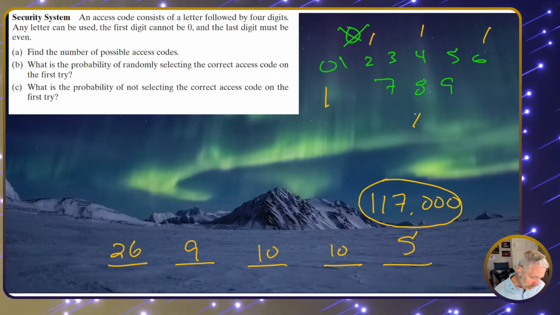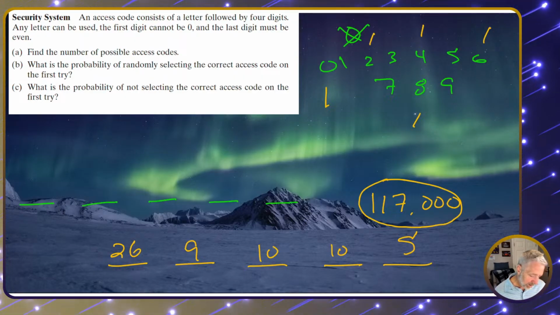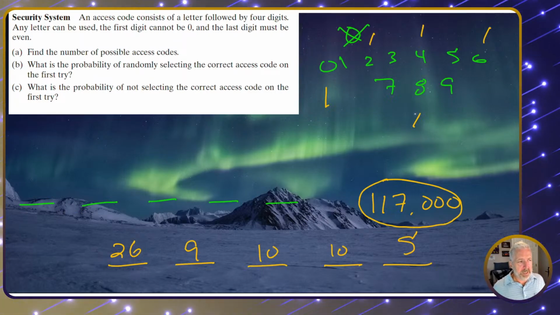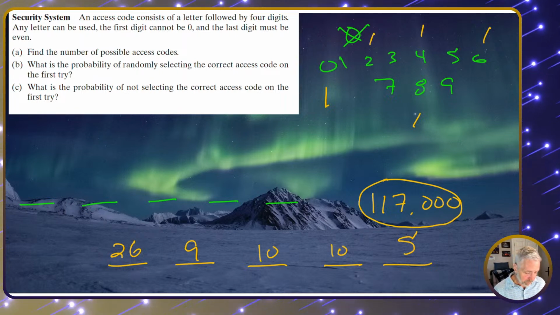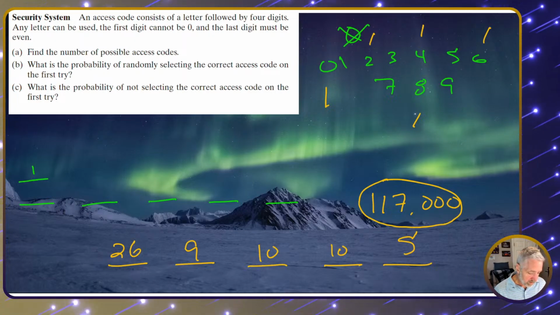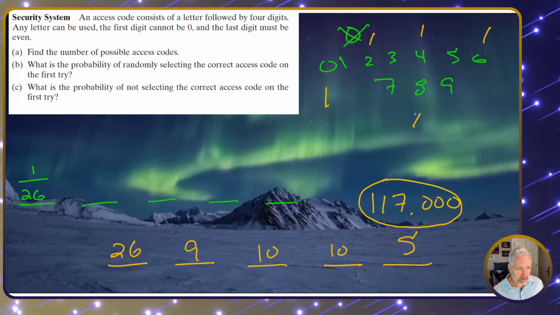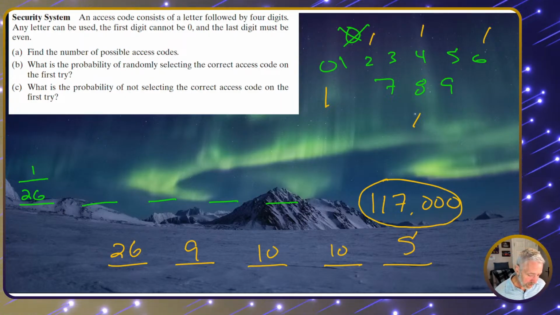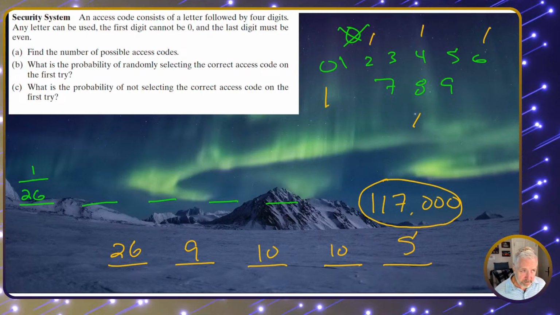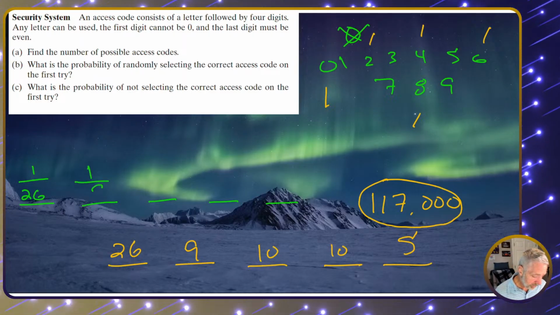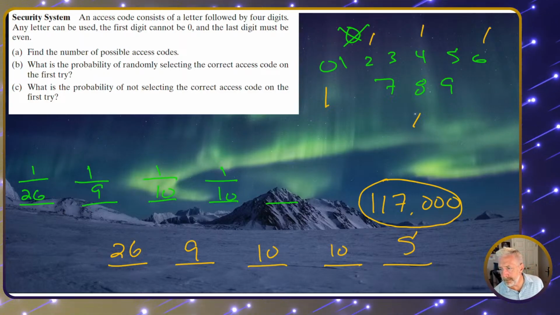Well, I'm going to switch colors so we can differentiate. And I've got that first digit and then 4 following it. Okay. Well, what is the probability of selecting the correct letter in that first block? Well, there's 1 letter that's correct out of 26. So the probability of selecting the first slot with those letters correctly is 1 out of 26. The probability of selecting the correct number in that first one where 0 can't be in there is 1 out of 9. 1 out of 10. 1 out of 10. Is that showing up okay? Yeah.